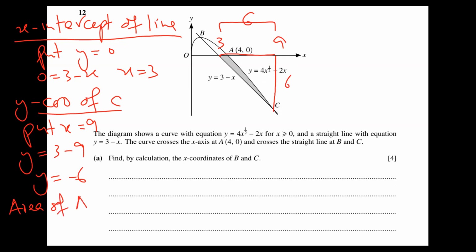The area of the triangle is equal to half into base into height. The base is 6 and the height is 6, and I got 18 units square. Done. So one job is over. I got the area of the triangle, that's it.